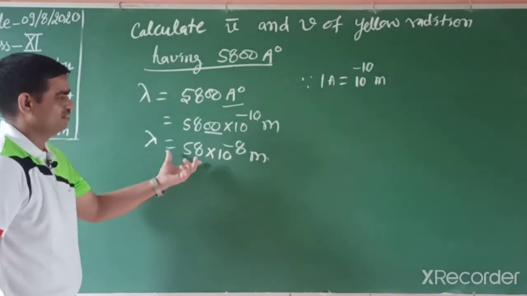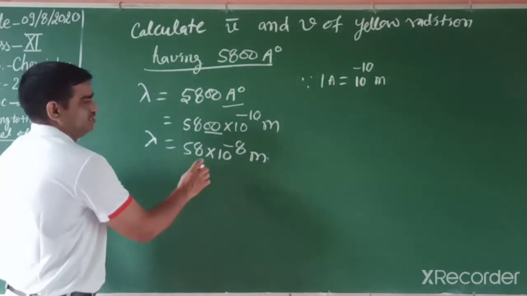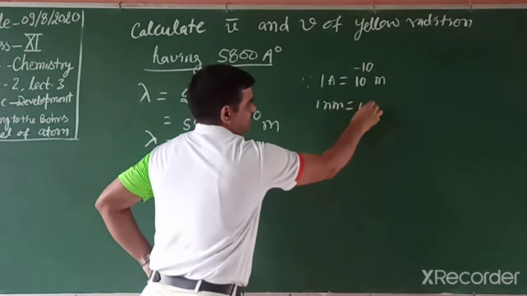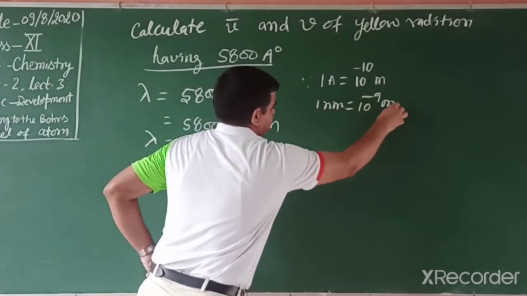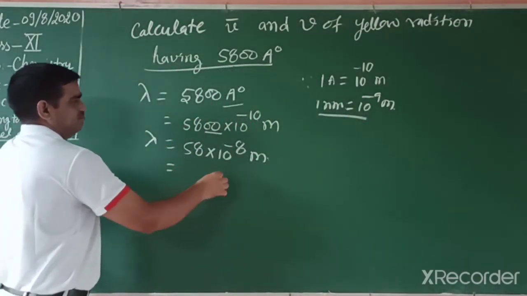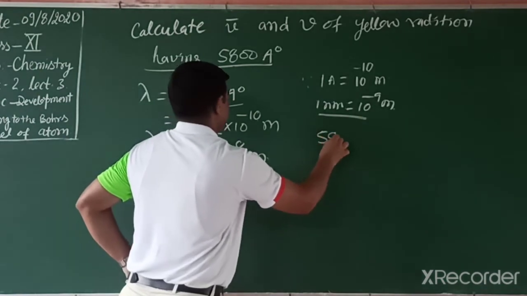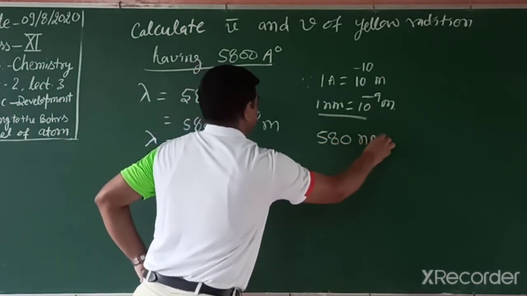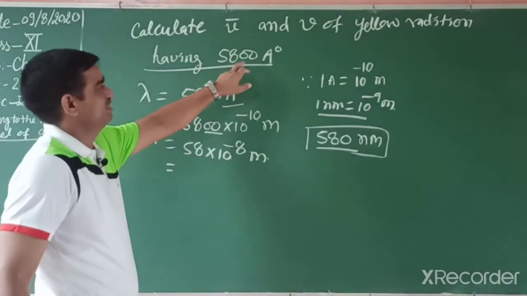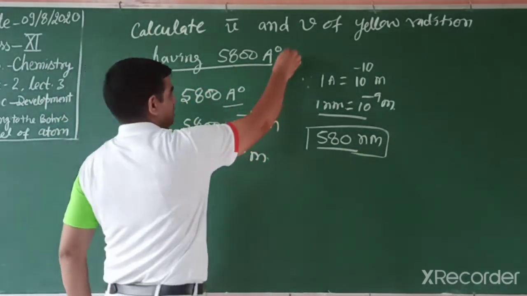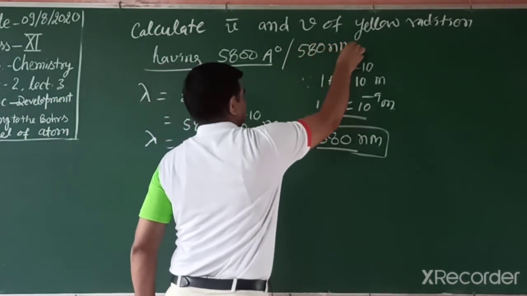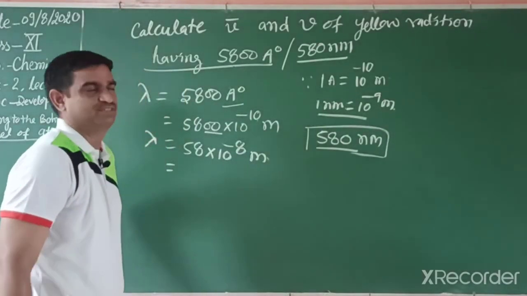Sometimes you can convert this into nanometer also. 1 nanometer is 10 to the power minus 9 meter. So if you convert this, you write 580 nanometer. The same question comes this way also, in place of 5800 angstrom, you can write 580 nanometer. Many times it comes in exams like this.